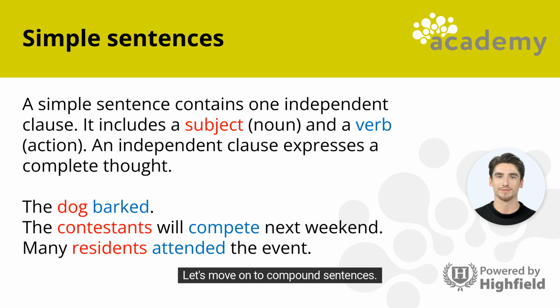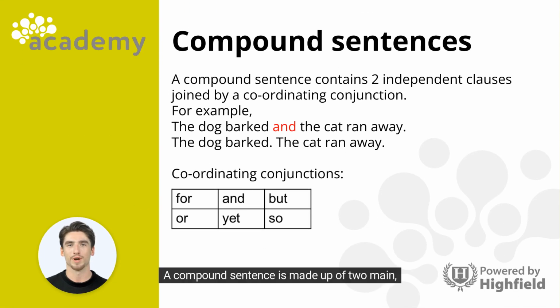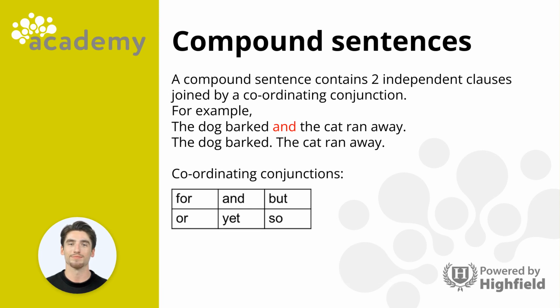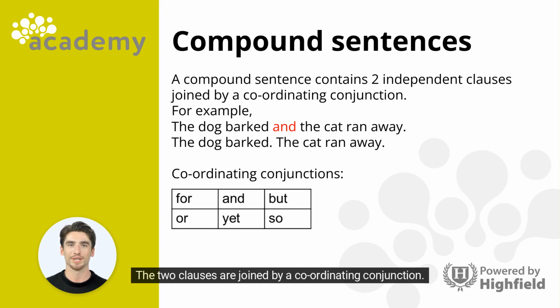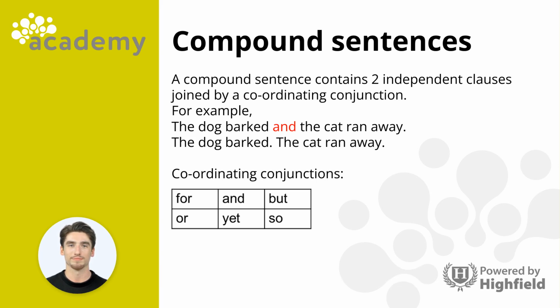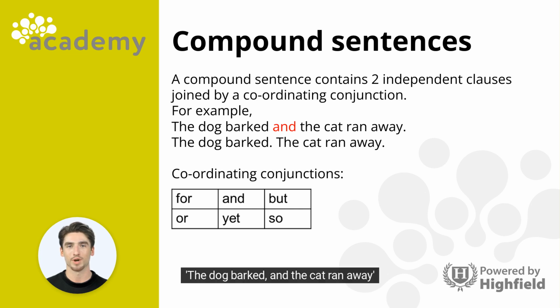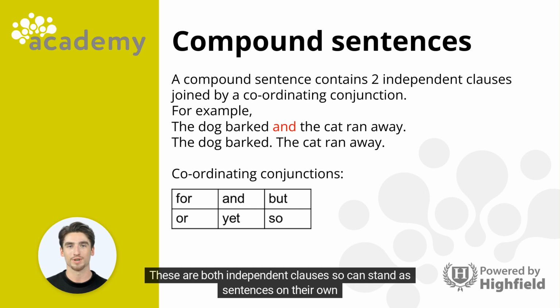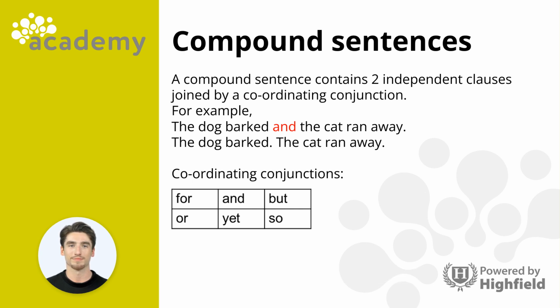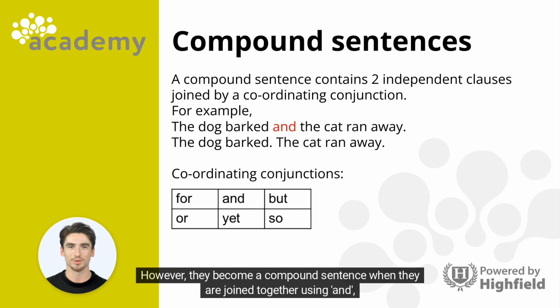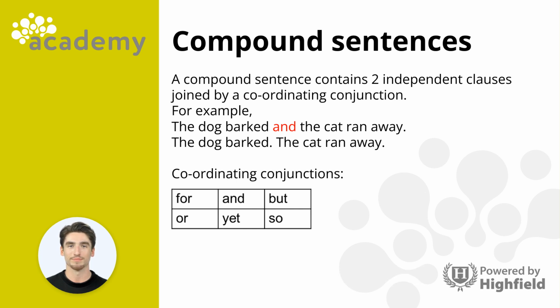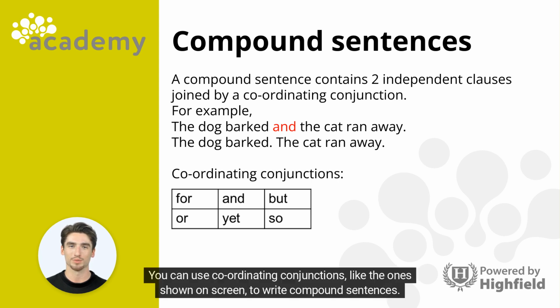Let's move on to compound sentences. A compound sentence is made up of two main, or independent, clauses. The two clauses are joined by a coordinating conjunction. For example, in the sentence, the dog barked and the cat ran away. There are two independent clauses. The first clause is the dog barked, and the second clause is the cat ran away. These are both independent clauses, so can stand as sentences on their own. However, they become a compound sentence when they are joined together using and, which is a coordinating conjunction. You can use coordinating conjunctions, like the ones shown on screen, to write compound sentences.